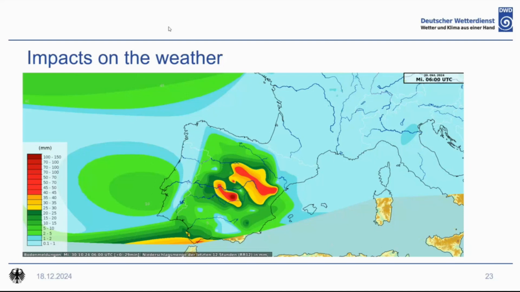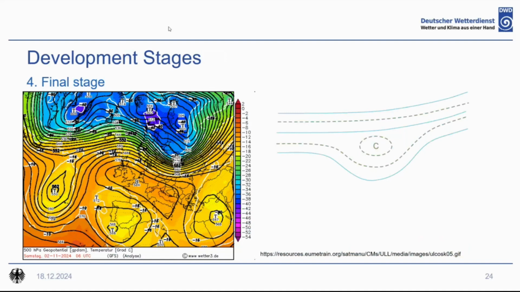And now comes our fourth and final stage of the development of a cutoff low. The cutoff low warms up and weakens due to convection and surface friction, and it continuously integrates into the main westerly airstream again. And now I hand over to Ryan, who continues.